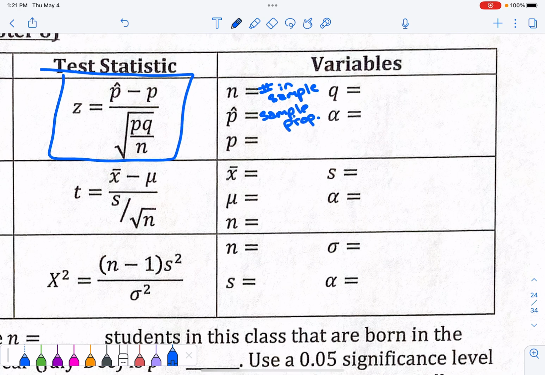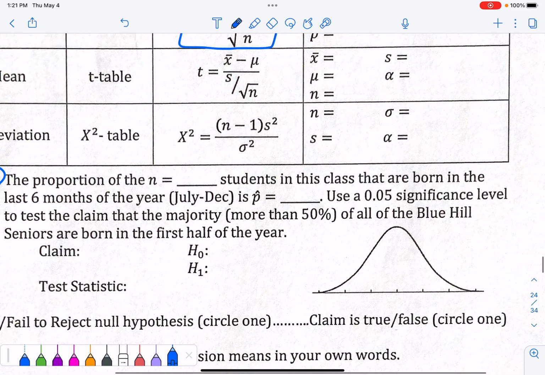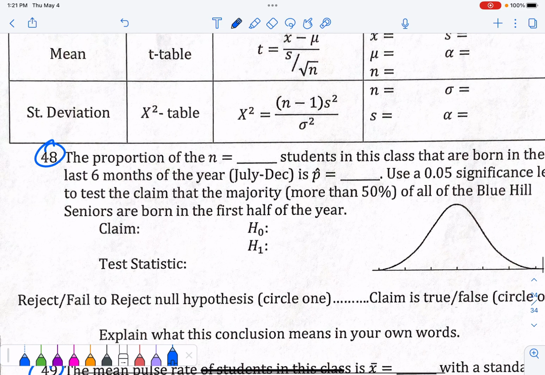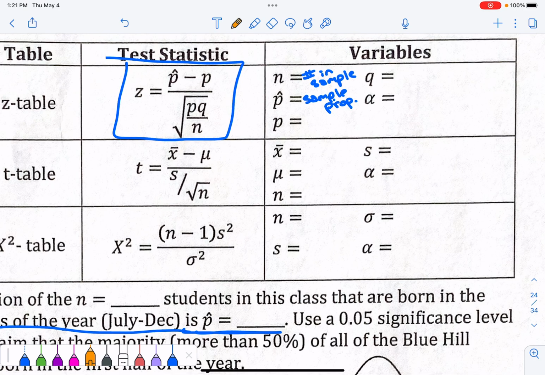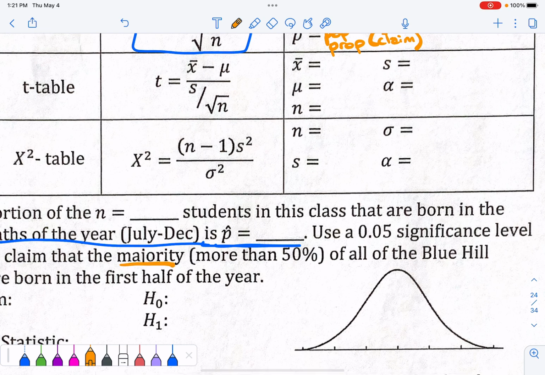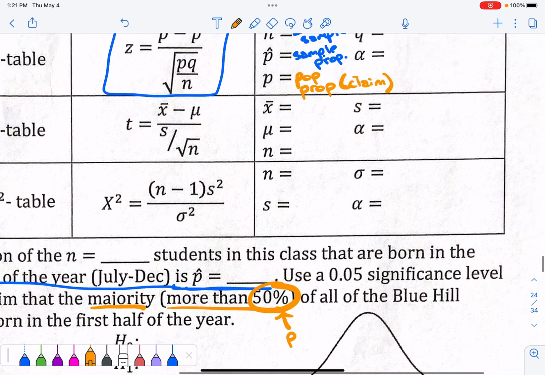Okay, so like they'll ask for, like here, the proportion of students that were born in the last 6 months of the year is going to be my P hat. Okay, we'll go through and do that here in a second, but they're talking about the data that you're given, the proportion that you're looking at. P is going to be the population proportion. And this has to go with what you're claiming. So down here, we're claiming that the majority or more than 50%, this is going to be reflected with the value of P. It's what we're judging against, or what we're claiming.